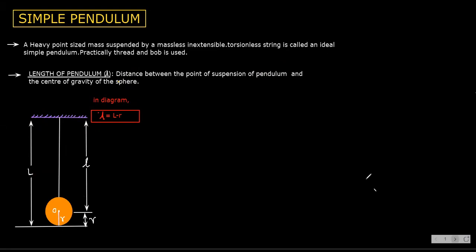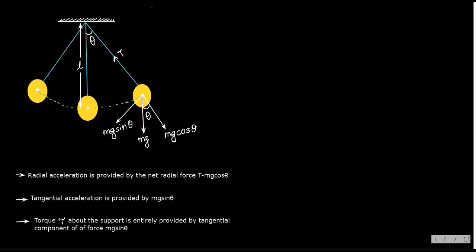Okay, next. Now, see here, when we are pulling this pendulum this side and leaving, it will oscillate like this about its mean position, right? You can see here, this is the mean position, this is extreme position, this is also extreme position. When it is going this side, it is providing some angular displacement, that is theta. And when it is at extreme position, there is a tension in the string.